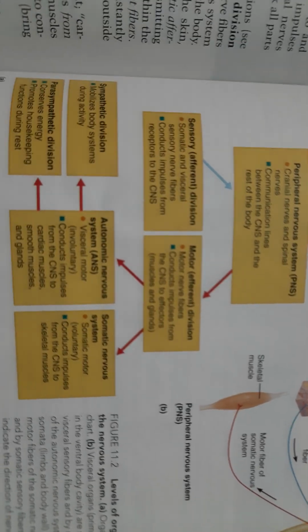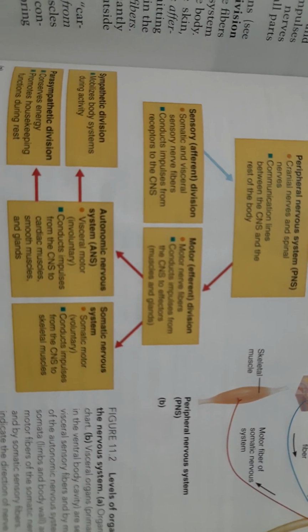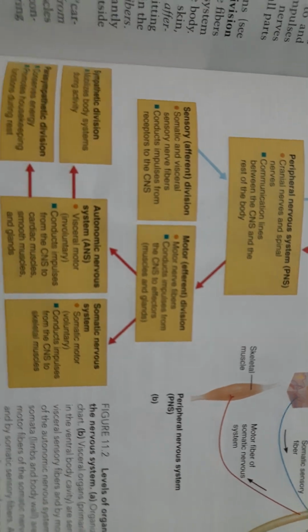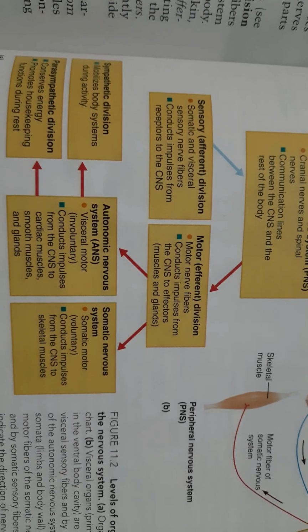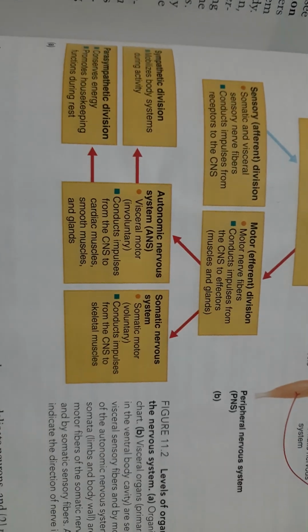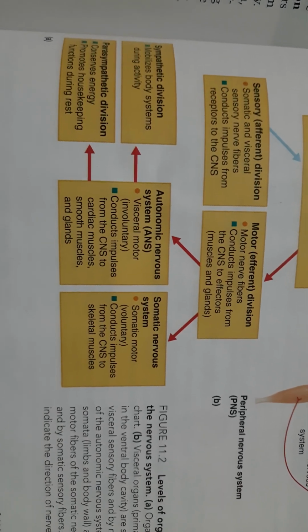And secondly, the motor division can be divided into two types. First of all, it's the autonomic nervous system, and secondly the somatic nervous system.